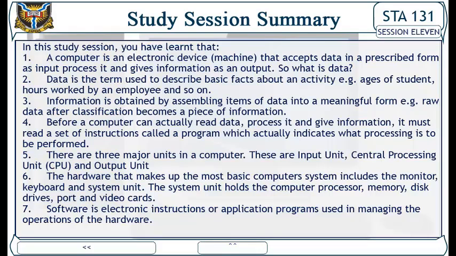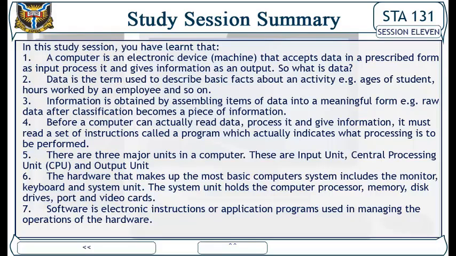3. Information is obtained by assembling items of data into a meaningful form, e.g., raw data after classification becomes a piece of information. 4. Before a computer can actually read data, process it, and give information, it must read a set of instructions called a program, which actually indicates what processing is to be performed. 5. There are three major units in a computer. These are input unit, central processing unit CPU, and output unit.